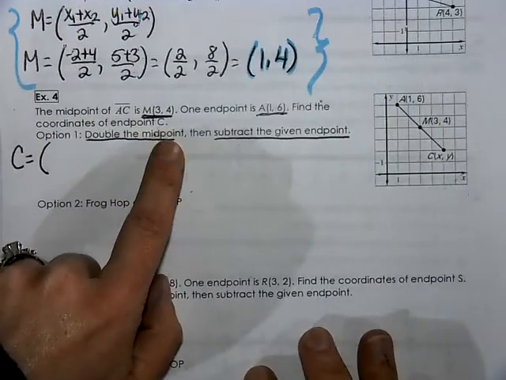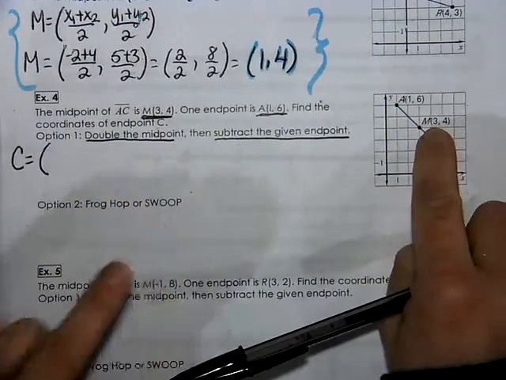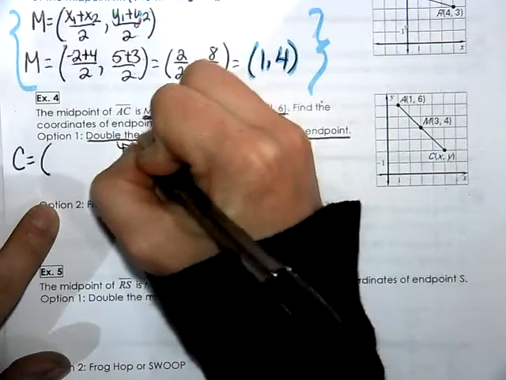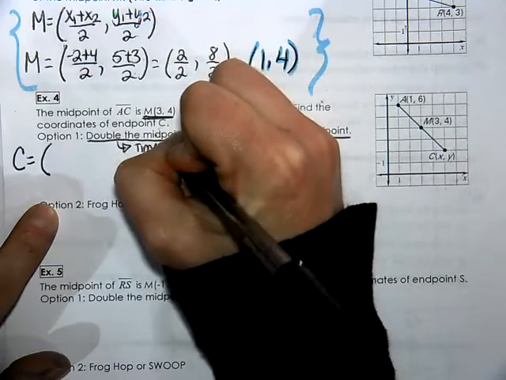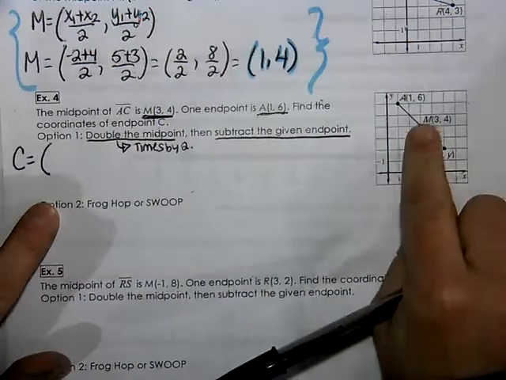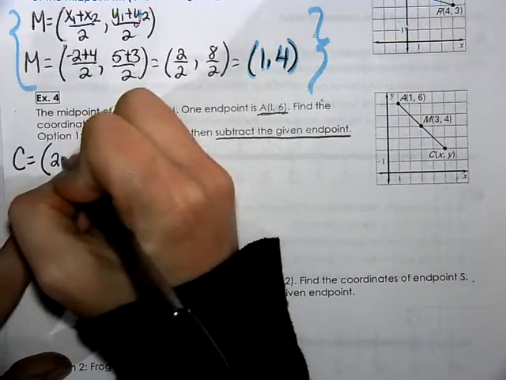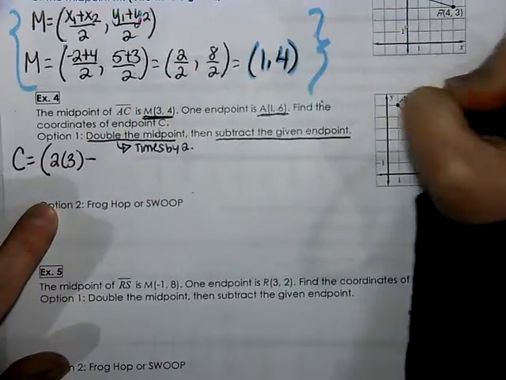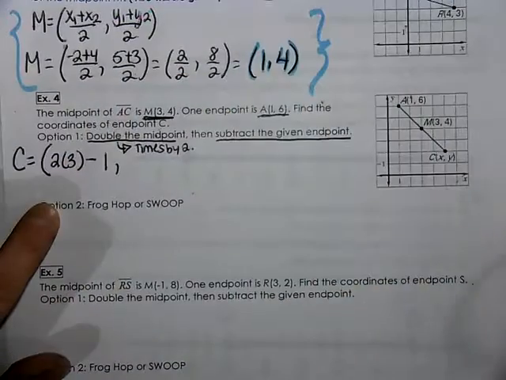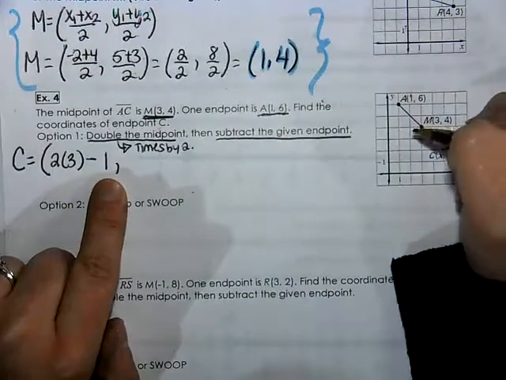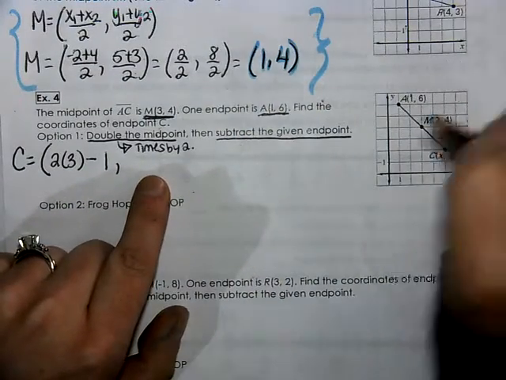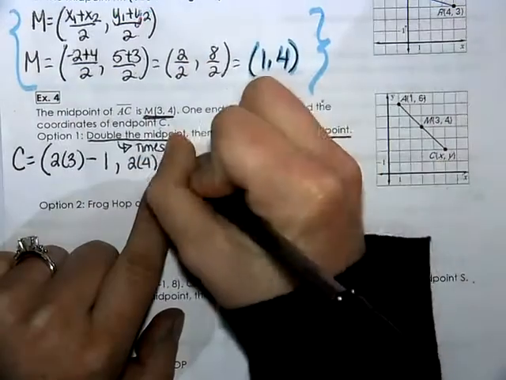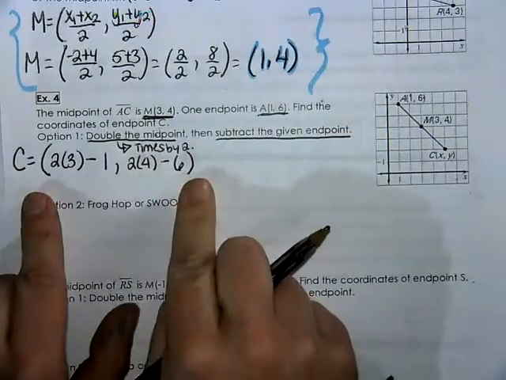C is equal to double the midpoint. So my midpoint X coordinate is located at 3. And to double means to times by 2. So I'm going to double this number 3. And then I'm going to subtract the X part of the endpoint, which is the number 1. Then I'm going to double the midpoint, so that's going to be 2 times 4. Subtract the endpoint, which is 6. And now I have it written as a coordinate.